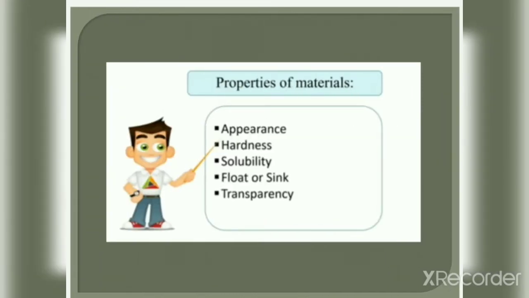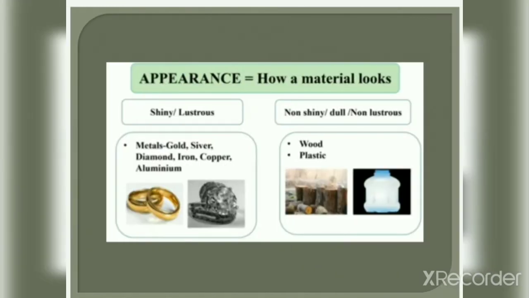Now we will study the properties of material. The different properties which we will study are appearance, hardness, solubility, float or sink in liquid, and transparency. The first property which we will study is appearance. Appearance is basically how a material looks. Based on appearance, the materials are classified as shiny and non-shiny.